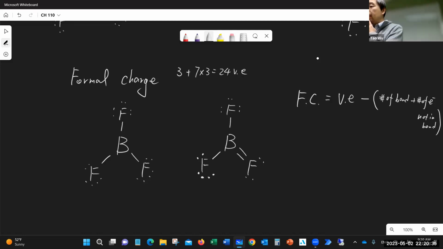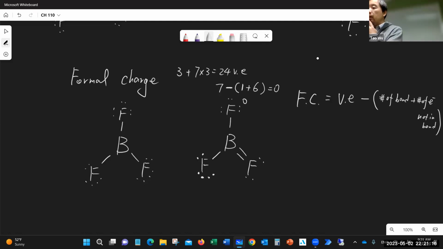Each of those elements in the compound will have a formal charge, like this fluorine. The valence electron count for this fluorine is 7, right? Then you subtract the sum of the number of bonds. This fluorine only has 1 bond, so just 1, plus the number of electrons not in bonds. We have 6 electrons not in bonds. So 7 minus 7 gives you 0. So the formal charge for this fluorine is 0.